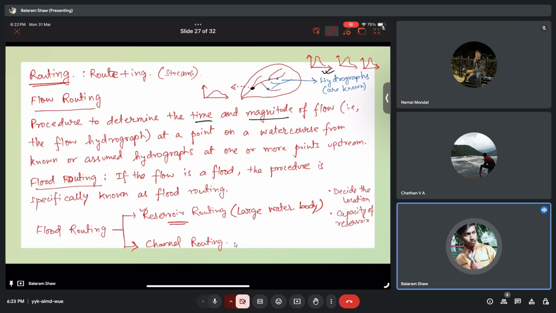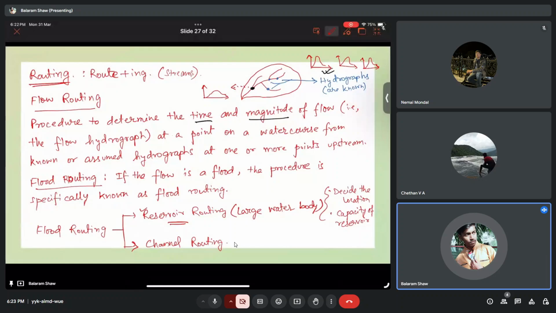Firstly, we have to do the inflow outflow analysis. Reservoir routing involves the analysis of flows into the reservoir, including direct precipitation, runoff, and other contributions from upstream tributaries. The outflow from the reservoir is controlled by the operation of gates, spillways, or other hydraulic structures. So this is one of the key components: inflow and outflow analysis.